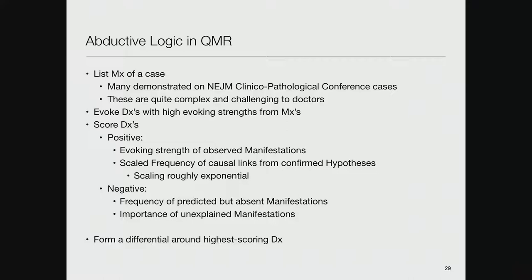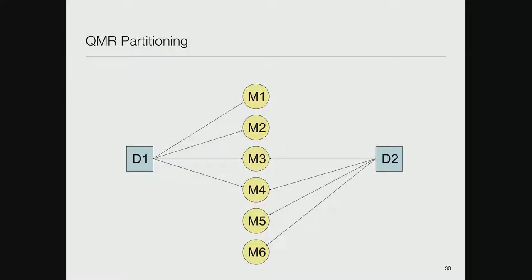You evoke the diagnoses that have a high evoking strength from the given manifestations, and then you do a scoring calculation based on those numbers. The details of this are probably all wrong, but that's the way they went about it. And then you form a differential around the highest scoring diagnosis. Now, this is actually an interesting idea. It's a heuristic idea, but it's one that worked pretty well.